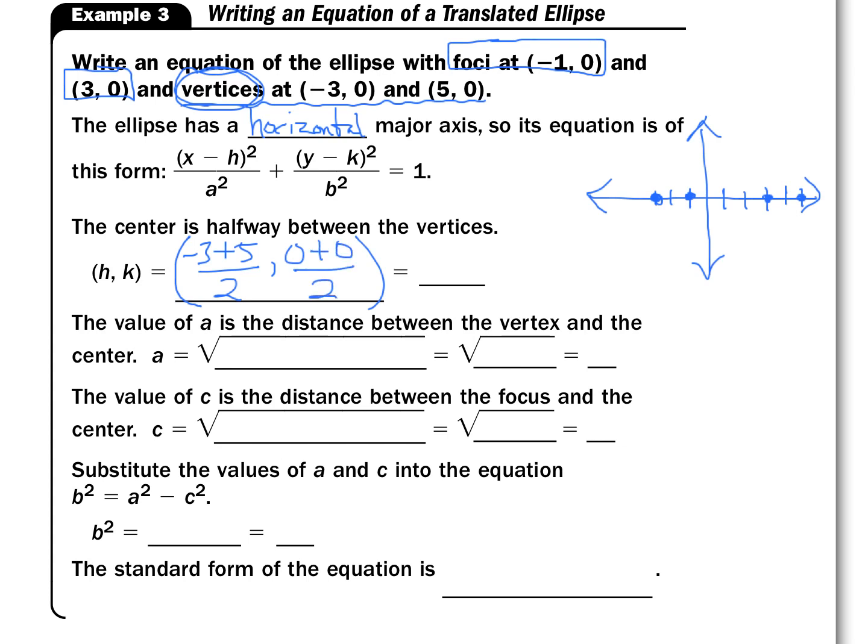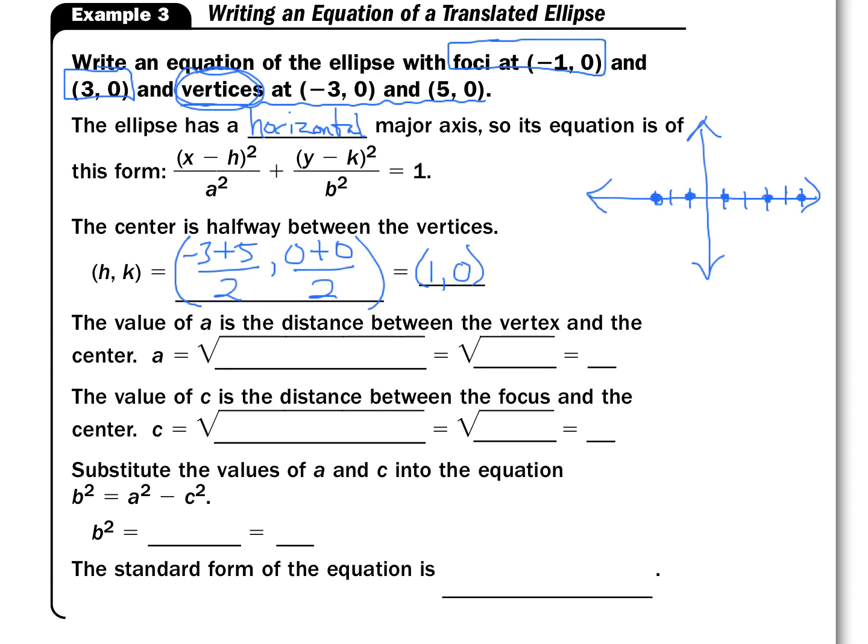Well, that'll be easy. Negative 3 plus 5 is 2. 2 over 2 is 1. And 0 plus 0 is 0. 0 divided by 2 is, of course, still 0. So 1 comma 0 is our center. And if we look on our graph and plot 1 comma 0, that makes sense, right there in the middle.